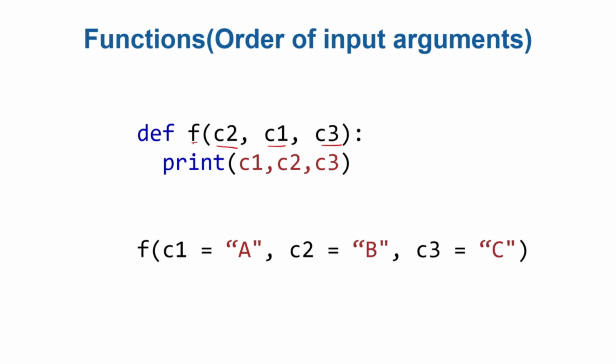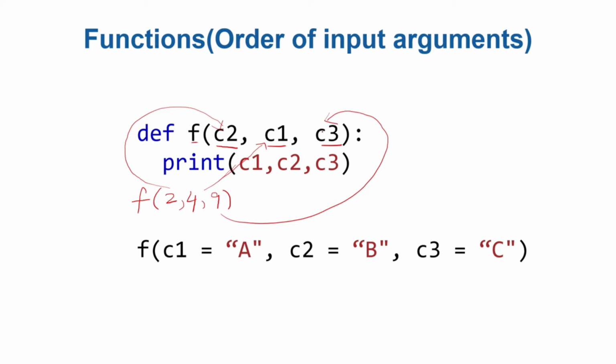Let's say this is f, that's a function, and the very first variable is c2, the second variable is c1, the third variable is c3. Now let's say we call this function like this, let's say 2, 4, and 9. What will happen is this 2 will be copied in c2, this 4 will be copied in this c1, and this 9 will be copied in this c3. Now c2 has a value 2, c1 has a value 4, and c3 has a value 9.